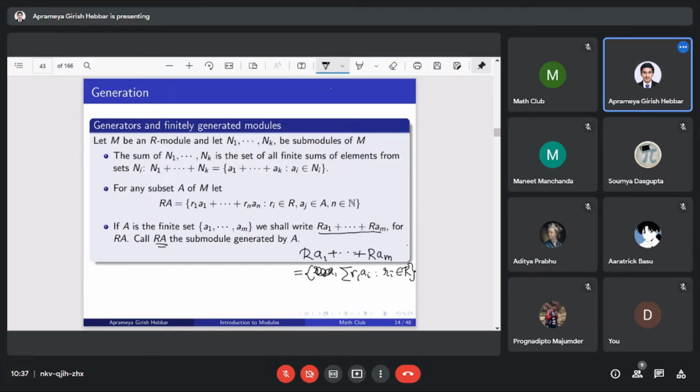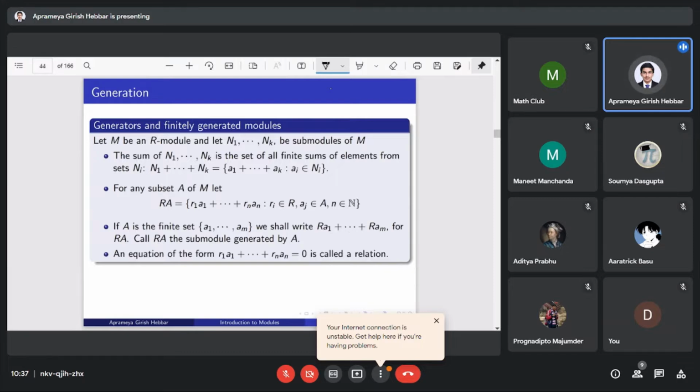An equation r1a1 plus up to rnan equal to 0 is called a relation.